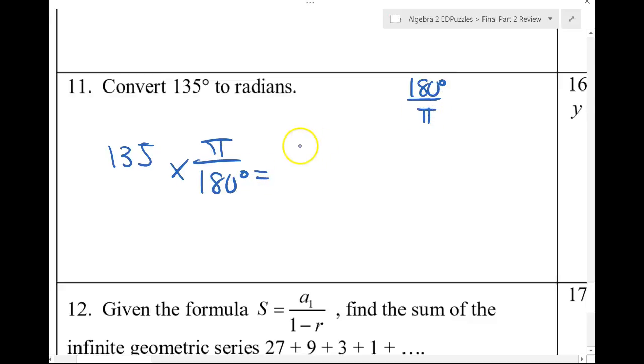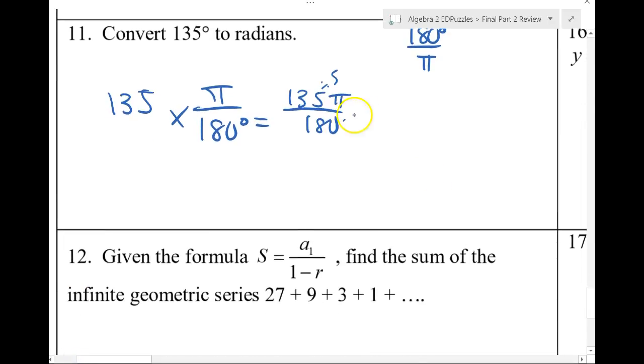Okay, so now 135 over 180. And you're going to have to reduce this, so let's go ahead and start reducing. I know that 45 goes into both, but let's say you just don't know, right? Okay, so let's start with 5. Okay, I'll divide 5 into both of them. Okay, that's going to give us, so 135 divided by 5.